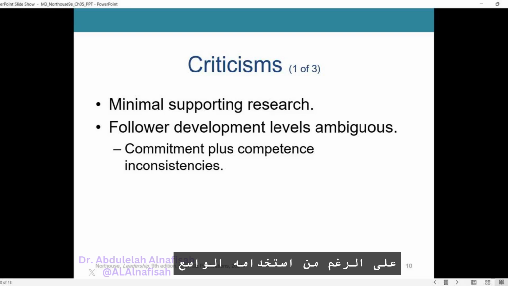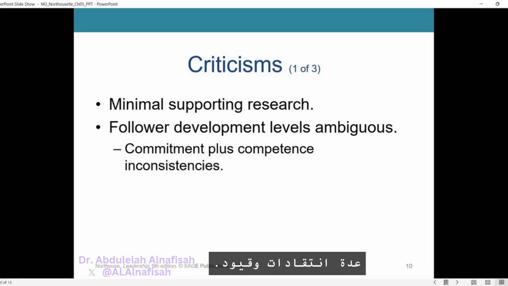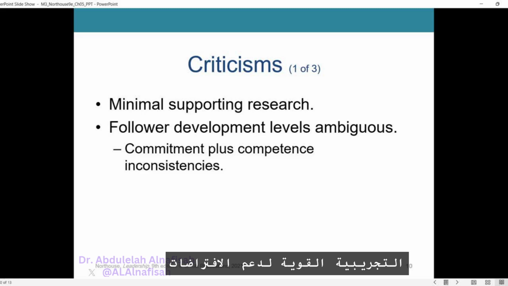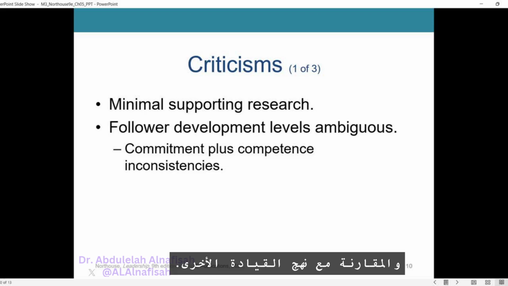The SLII approach to leadership, despite its widespread use in leadership training, faces several criticisms and limitations. One critique is the lack of strong empirical research to support the assumptions and propositions of the model, raising questions about its validity, performance improvement potential, and comparison with other leadership approaches.